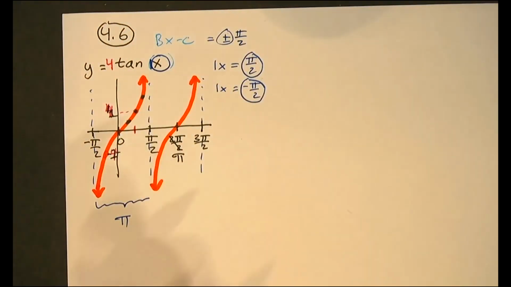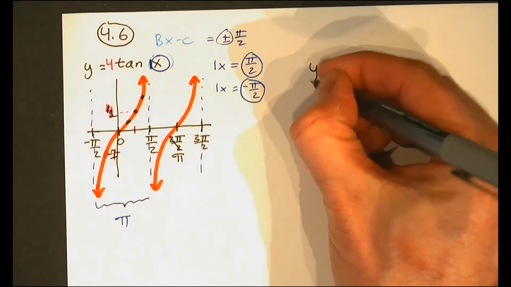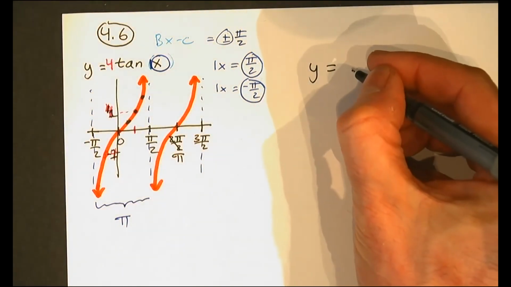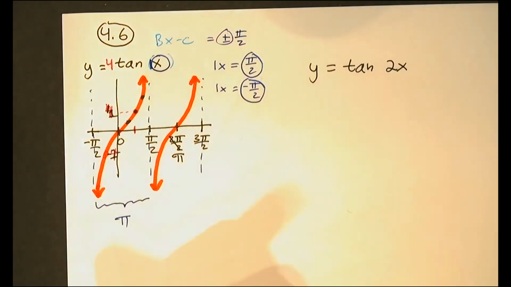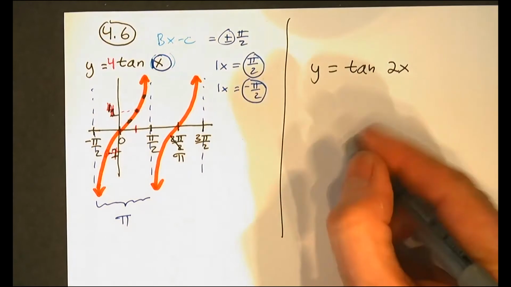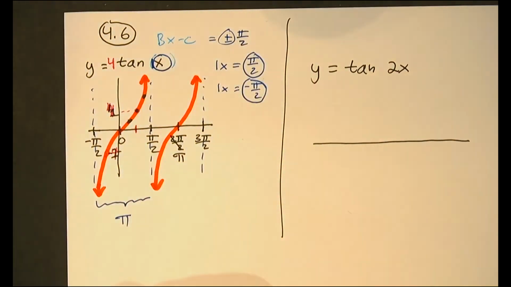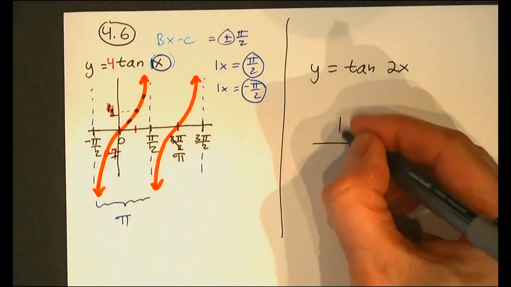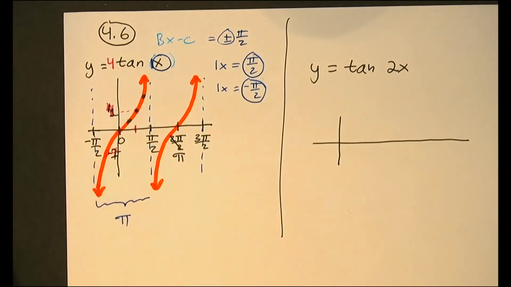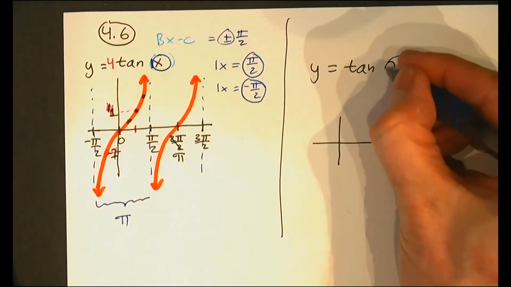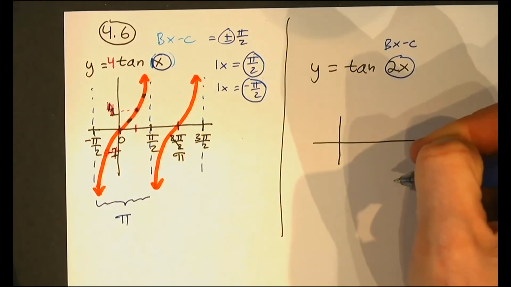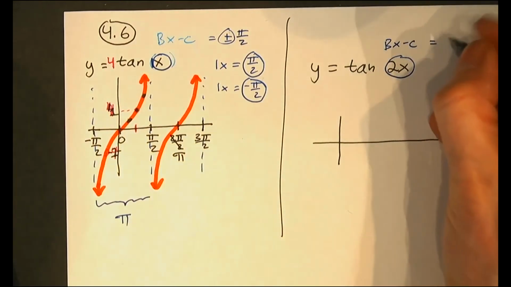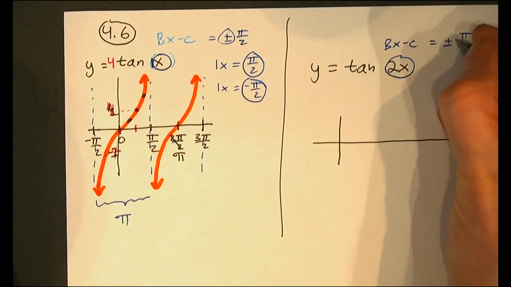Okay, what if somebody threw something a little fancier at you? Said, okay, how about y equals, and I just put something like tangent 2x. Okay, so try to get technical. Don't worry. Make your line. And then I'm just going to take all of whatever's here, this whole bx minus c, and again, just set it to plus or minus pi over 2.